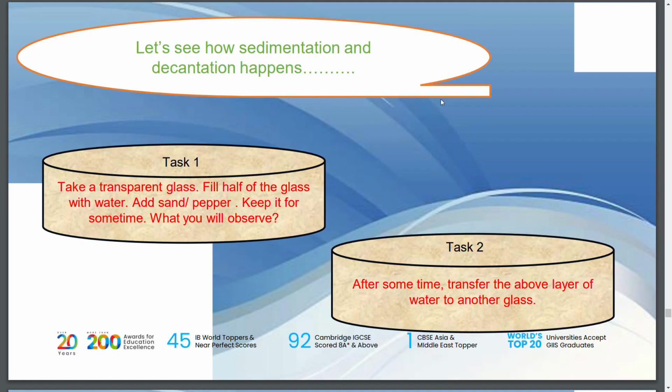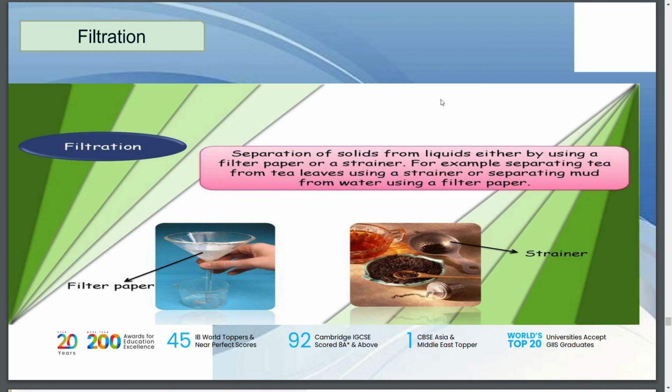Let's see how sedimentation and decantation happen. As I told, take a transparent glass, fill half of the glass with water and add sand or pepper. Keep it for some time. What would you observe? After some time, transfer the above layer to another glass. Now we'll filter it.